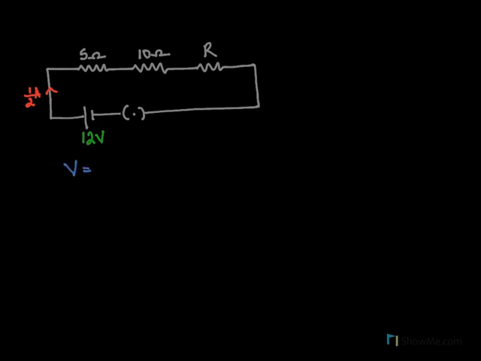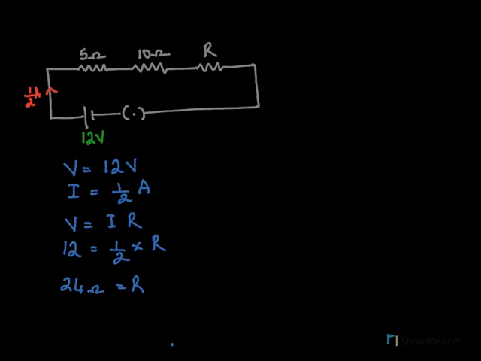So for this, since the potential difference is 12 volts, the current is half ampere. So we put V equal to IR and we'll find the total resistance of this circuit. So 12 equals half into R, and we see the resistance is now 24 ohms.